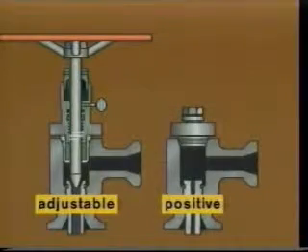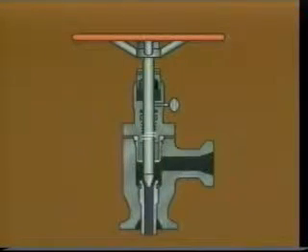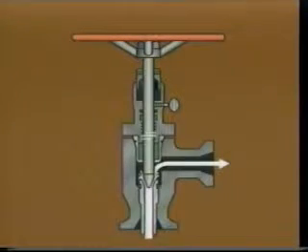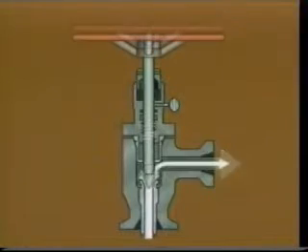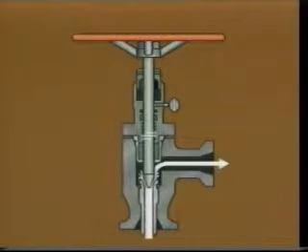Chokes come in two basic types, adjustable or positive. Adjustable chokes are used primarily during the testing and completion of a well. These chokes can be adjusted continuously during cleanup operations or well testing when frequent changes in choke size are necessary.